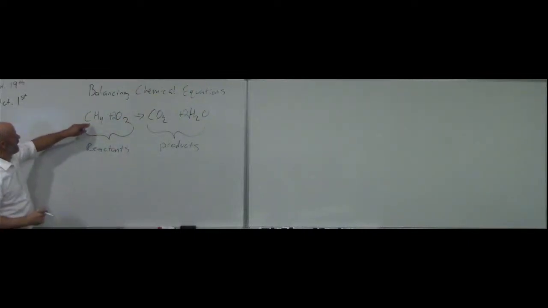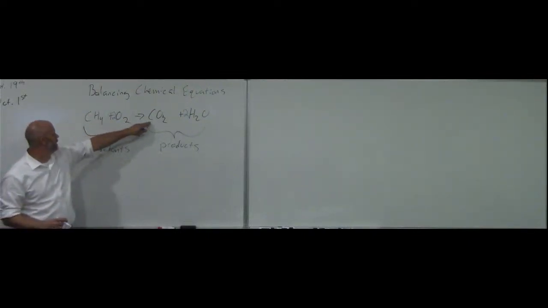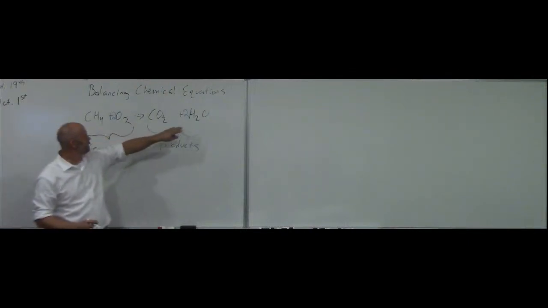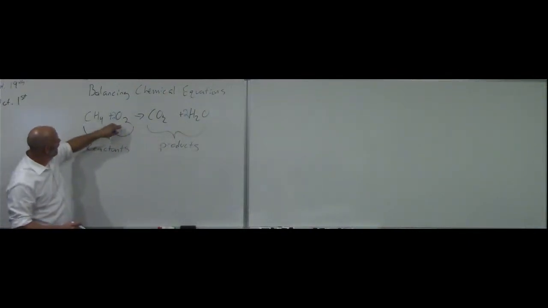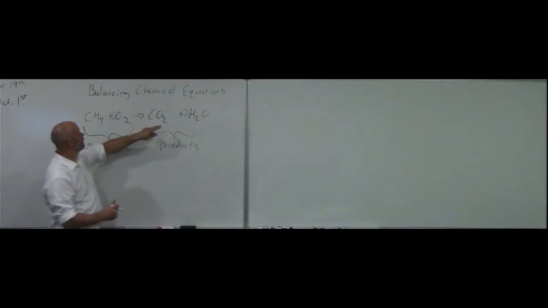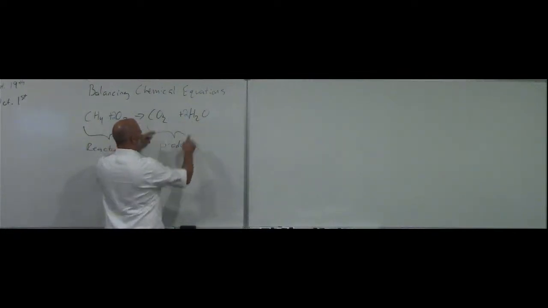Now let's look at it. I got 1 carbon, 1 carbon. 4 hydrogens, 4 hydrogens. 4 oxygens, 2 and 2 is 4. That's a balanced chemical equation. There are other ways that we can do this.